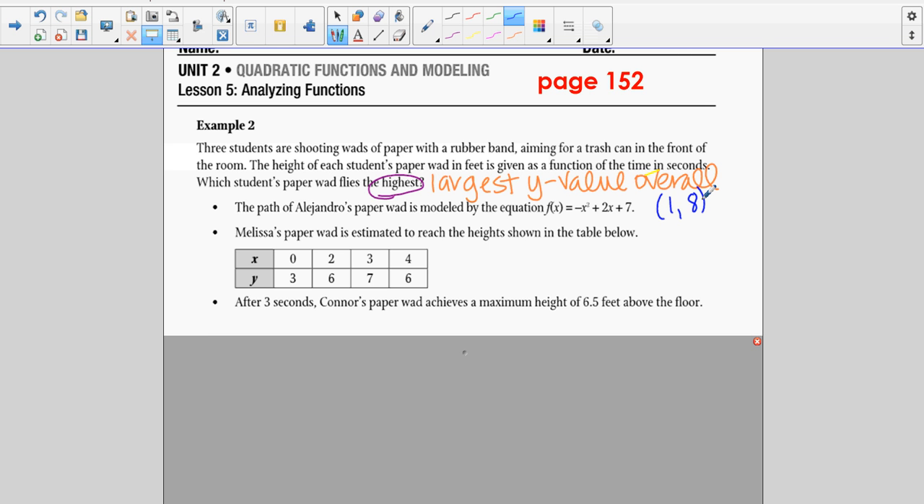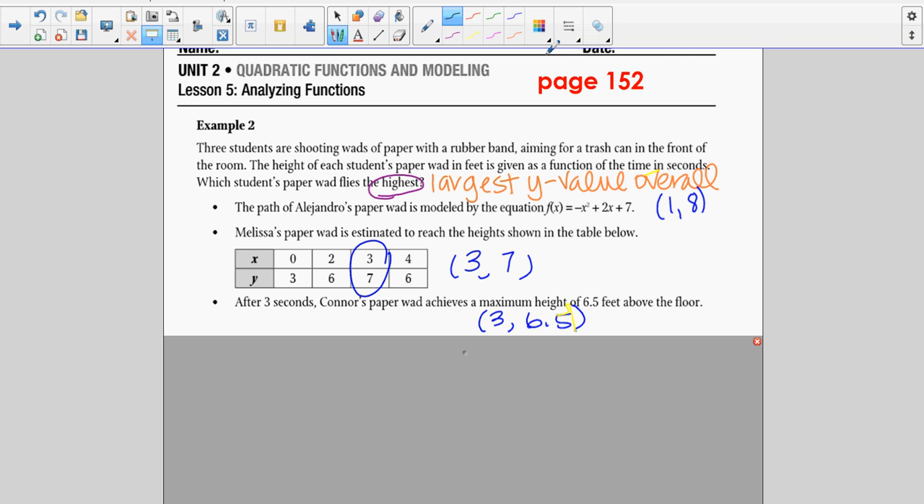For the next one, it says Melissa's paper wad is estimated to reach the heights shown in the table below. So they give you the x's and the y's. You can see it's quadratic because we have some symmetry here, with y values of 3, 6, 7, and then back to 6. That means the max height is that (3, 7). And for the last one, it says after 3 seconds, Connor's paper wad achieves a maximum height of 6.5 feet above the floor. So his max height at 3 seconds is 6.5 feet above the floor.